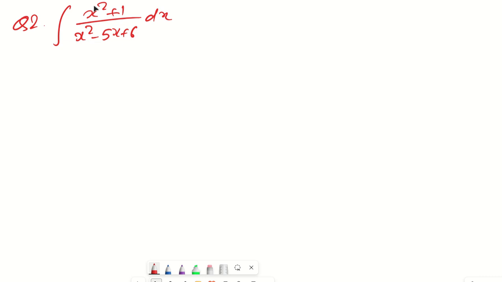But the thing is, the degree of numerator and denominator both are same, like 2 and 2. So we will not be able to get it directly. So what we have to do is, we have to convert it into proper fraction form, and then only we can get it. So to get proper fraction form, we have to first divide this, and then only we will be able to do that. So what shall we do? Let us quickly do a long division. x square minus 5x plus 6 divided into x square plus 1. So what will happen?